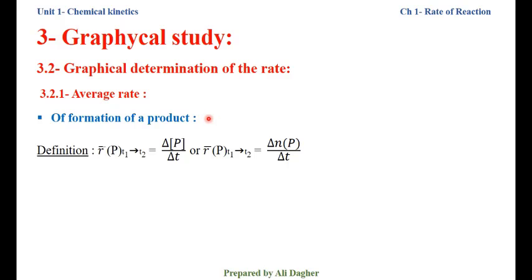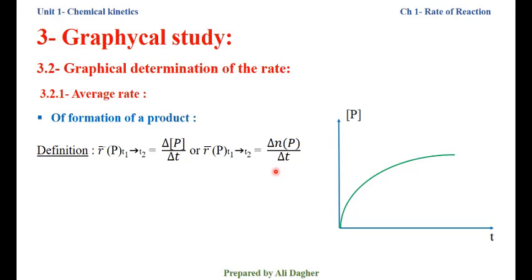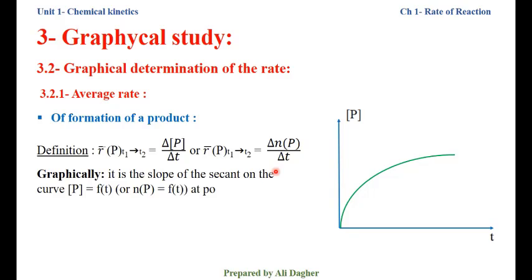If concentration equals F(t), then delta concentration over delta t. If number of moles equals F(t), then delta n over delta t. This is the curve representing the variation of the product with time. Graphically, it is the slope of the secant on the curve concentration of product equals F(t), or number of moles of product equals F(t), at points of abscissa t1 and t2.